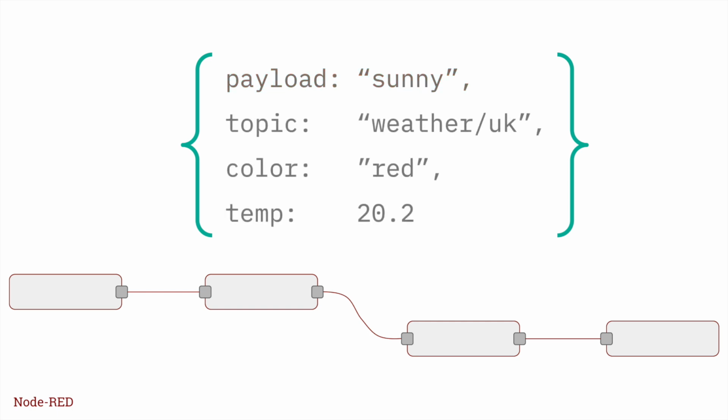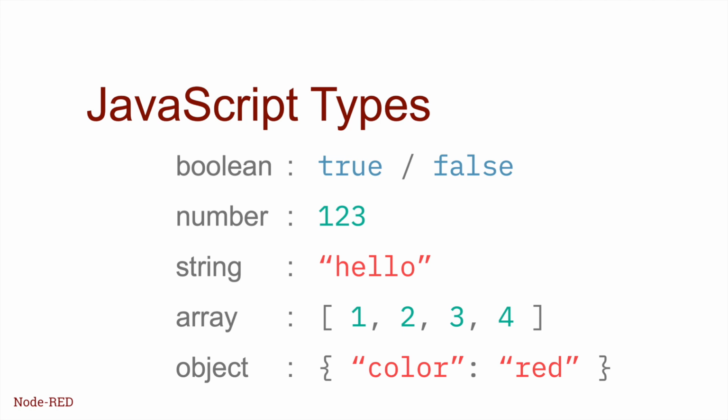But the message can contain any key value pairs you want. You're not limited to just the payload. The value of a property can be any valid JavaScript type. For example, a Boolean true or false, a number, string, array, or more complex object.